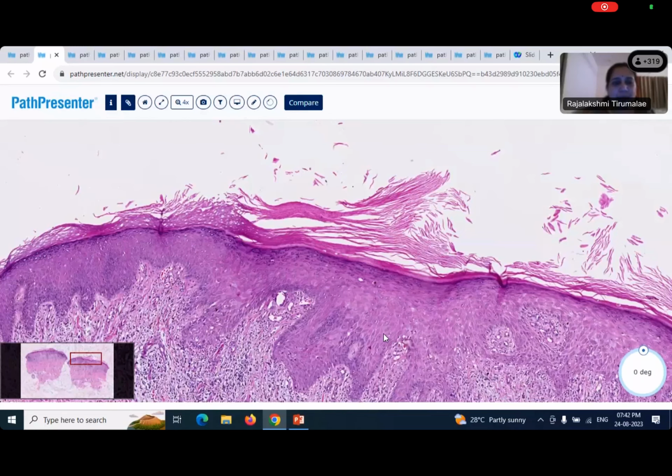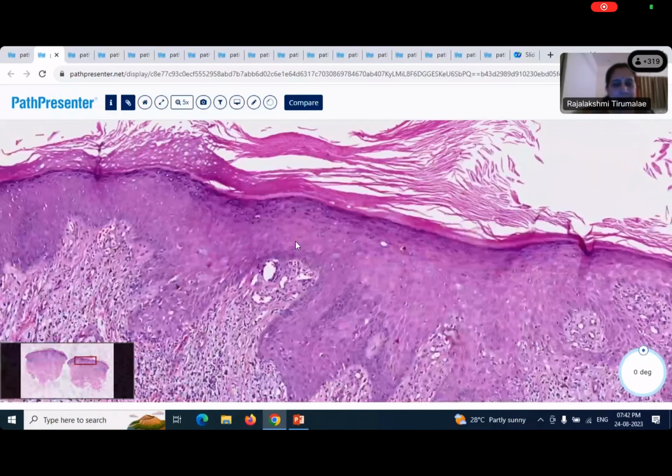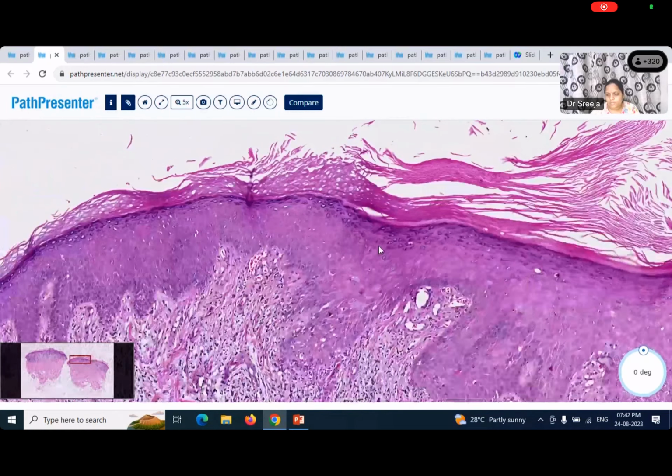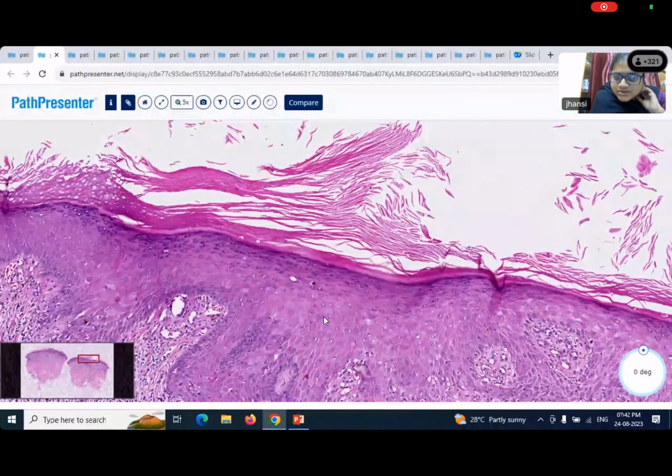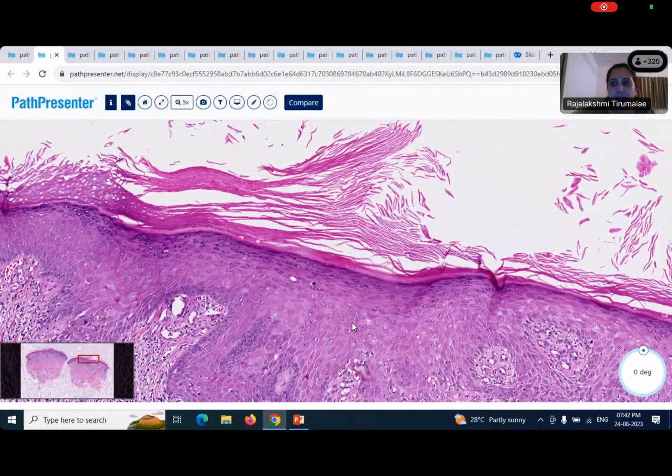So can you comment on the stratum corneum? Are you seeing any parakeratosis? How would you describe the stratum corneum here? So here you have some basket weave orthokeratosis. We're talking about the stratum corneum. What type of keratinization is this? So this is compact orthokeratosis, right? And you're not seeing any nuclei like you saw in psoriasis, right? So there is no parakeratosis.